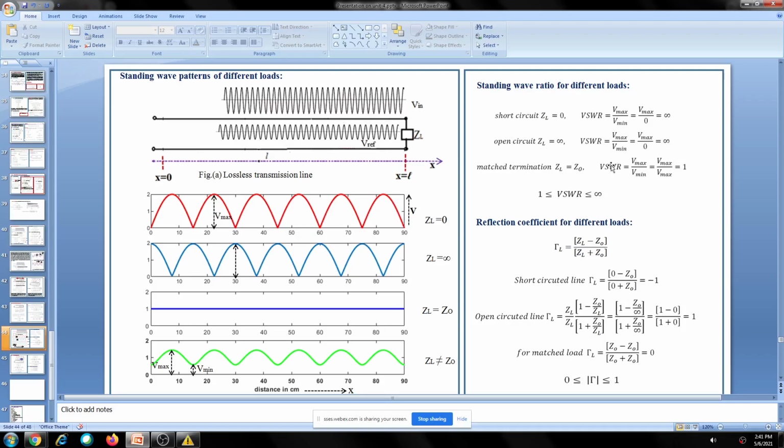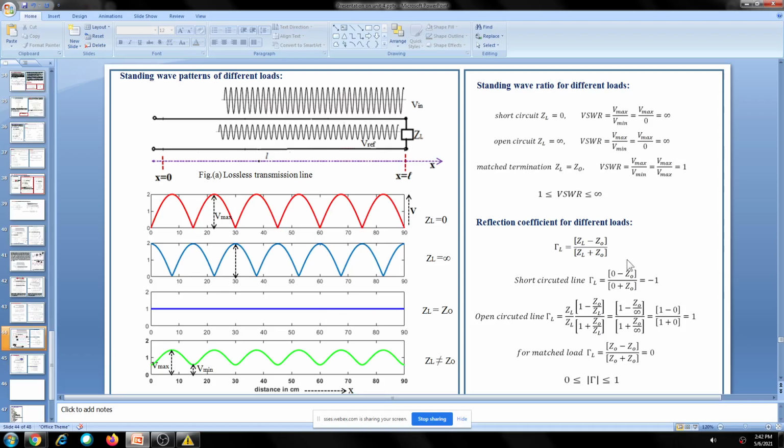Now you see here this one, matched termination. For matched termination, V maxima is equal to V minima, so V maxima by V minima we will be getting 1. VSWR of 1 says it is a matched termination. The pattern will be like this. Here there is no separate V minima and V maxima; V minima coincides with V maxima. So we will be getting 1.